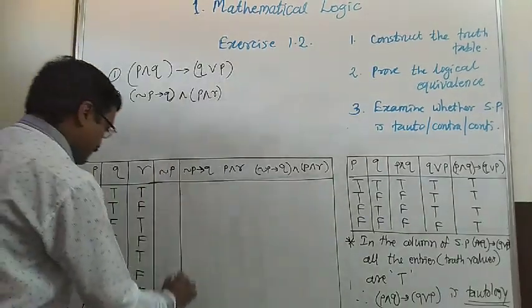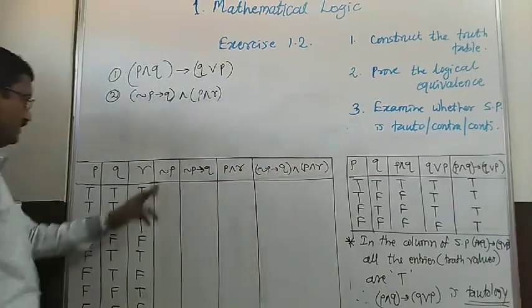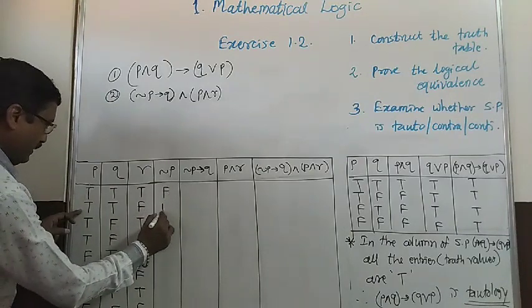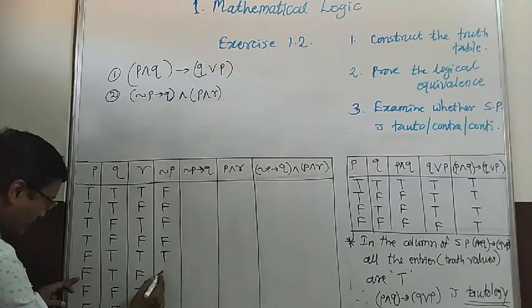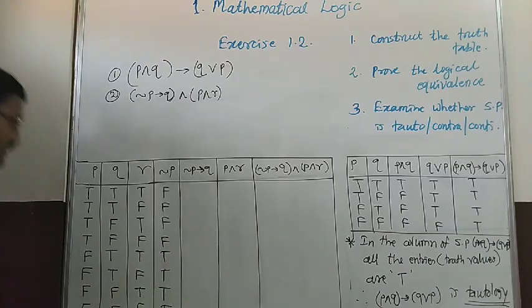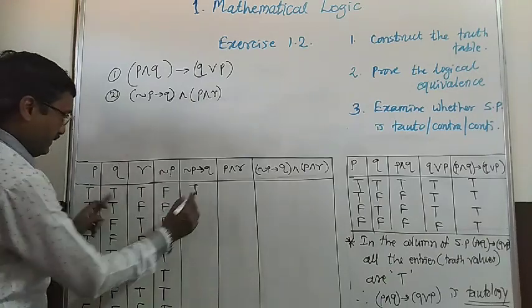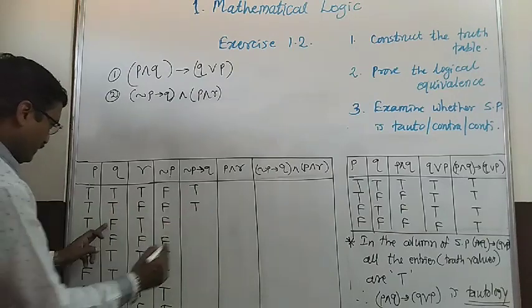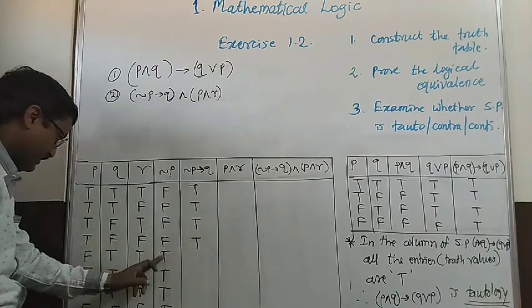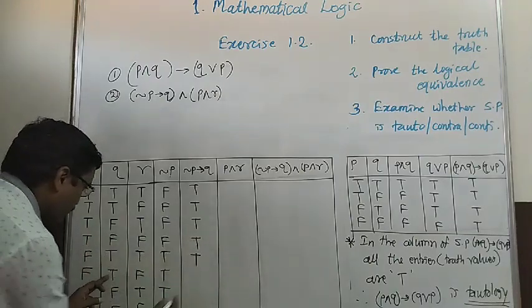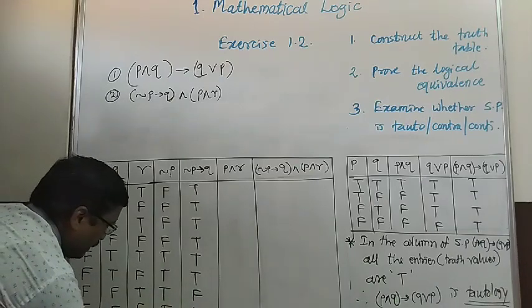Negation of P. Negation of P is F, F, F, F, T, T, T and T. So negation of P implies Q. F implies T is T. F implies T is T. F implies F is T. F implies F is T. T implies T is again T. T implies T is T. T implies F is F. And T implies F is F.